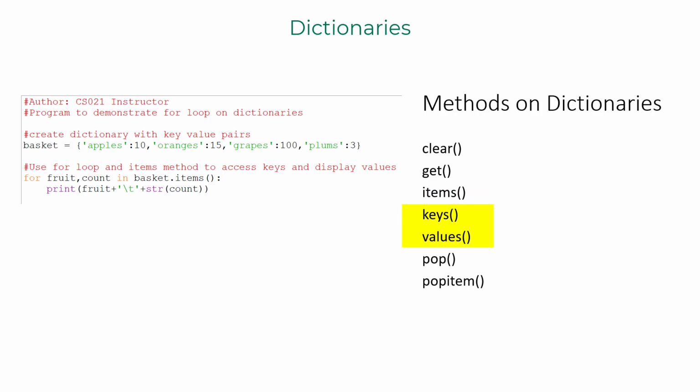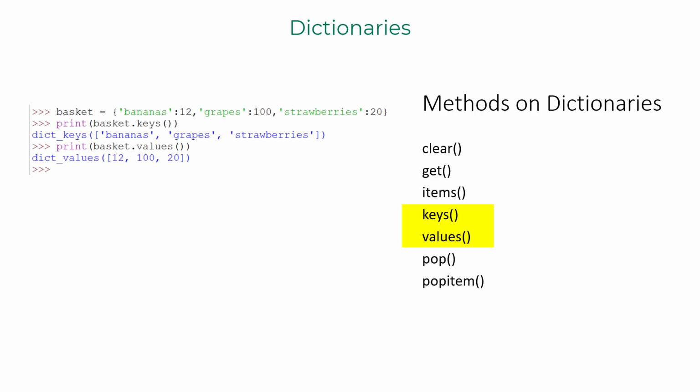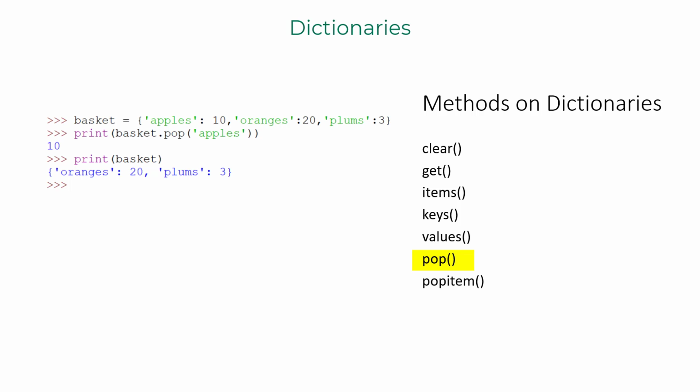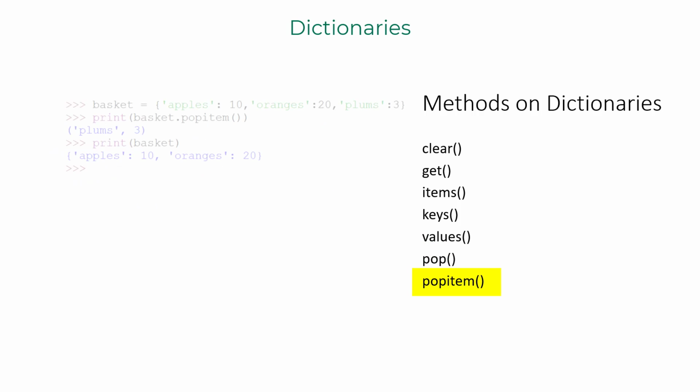If you are only interested in the keys of the dictionary, you can get them in a list by using the keys method. If you're interested in retrieving the list of values in the dictionary, you can use the values method. The pop method pops the key value pair from the dictionary. Once you pop a key value pair out of a dictionary, it is gone. Popitem randomly picks a key value pair and pops it.